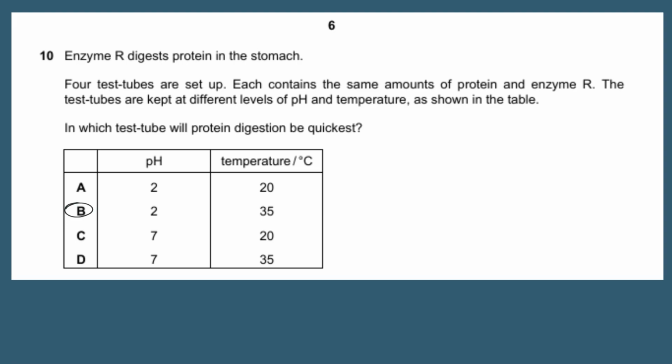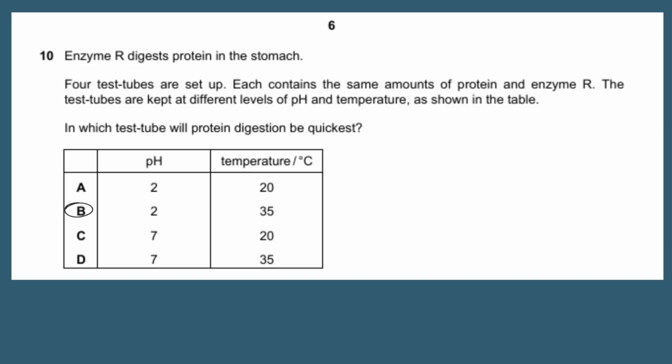Right. In the stomach, what is the condition? Especially the pH, it should be acidic. That means below pH 7, pH should be 1, 2, 3, a very acidic condition. The reason is HCl is present in the stomach. So the answer should be A or B. C and D we can reject because pH 7 is neutral. Proteins don't react under neutral condition.